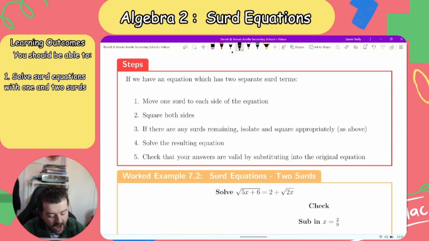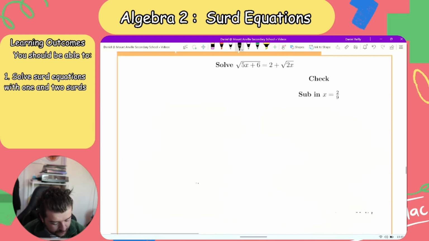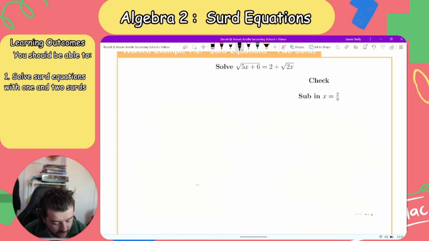If there are any surds remaining, we have to isolate it and square it like we did in the previous example. Solve the resulting equation, and then we check both of our solutions. So let's do it here. Solve root 5x plus 6 equals 2 plus root 2x.